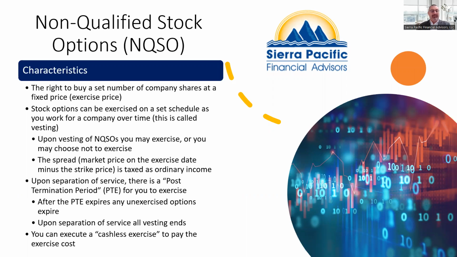You can execute what's called a cashless exercise, and that is used to pay the cost of the exercise. So whatever that strike price is, you want to cover that, plus any taxes that might be due because an ordinary income liability has now been created.